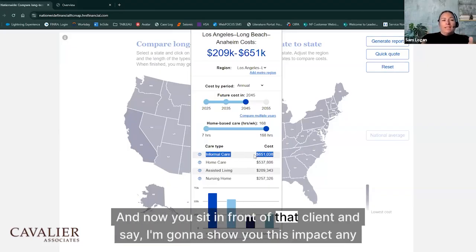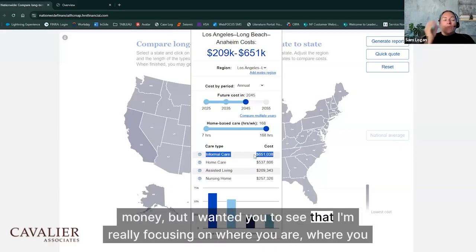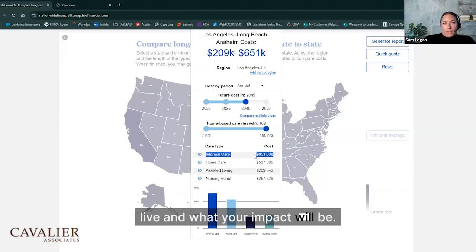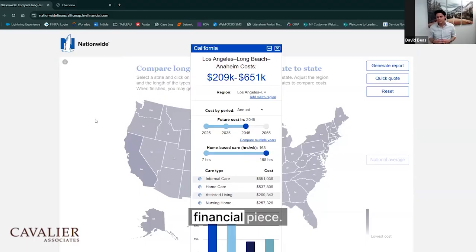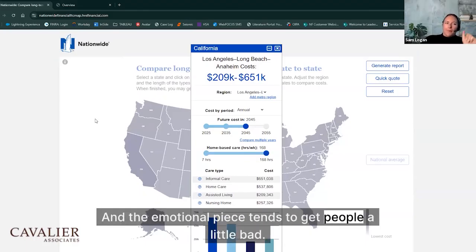And now you sit in front of that client and say, I'm going to show you this impact in eMoney, but I wanted you to see that I'm really focusing on where you are, where you live, and what your impact will be. Yeah, I think one is the emotional piece and the other is the financial piece. And the emotional piece tends to get people a little bit.